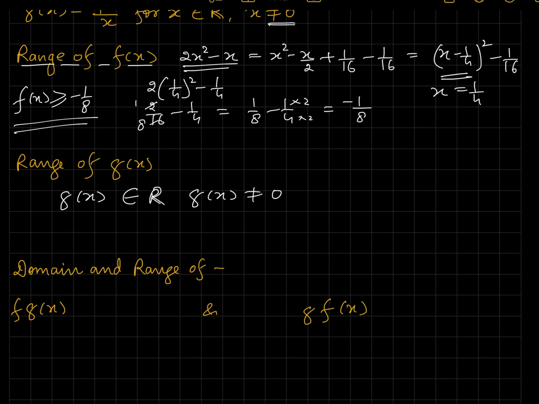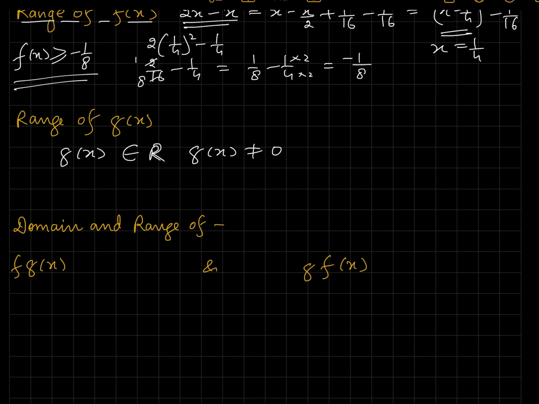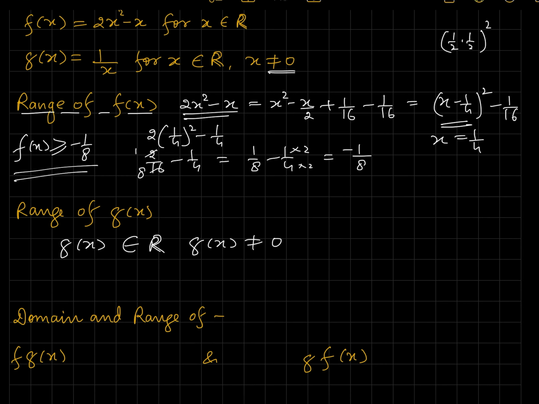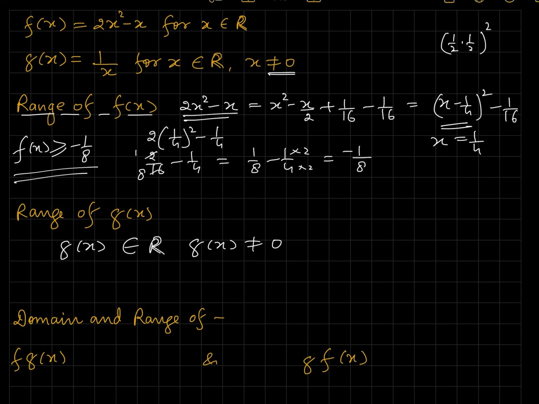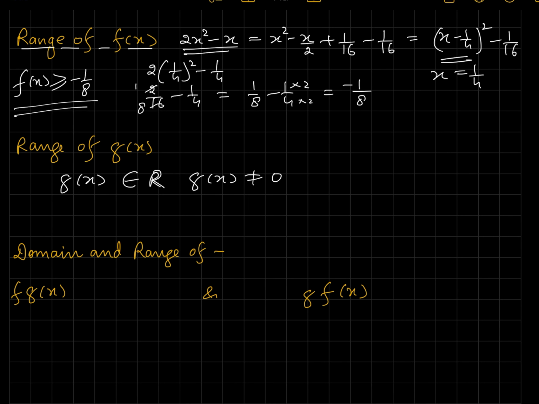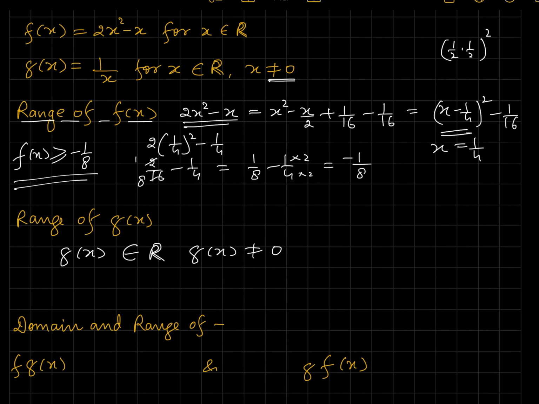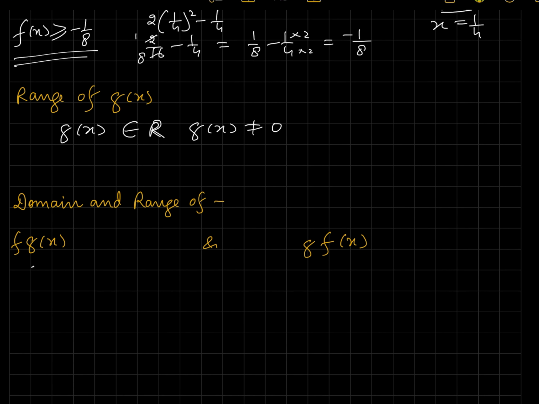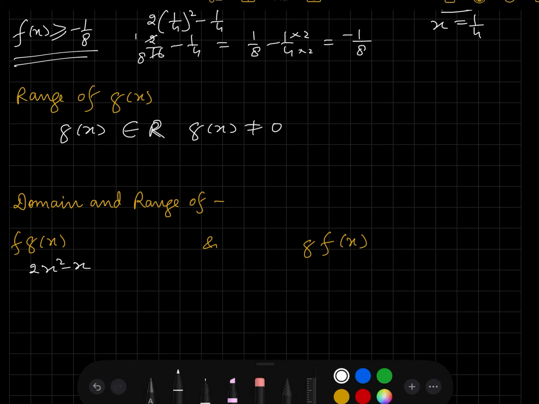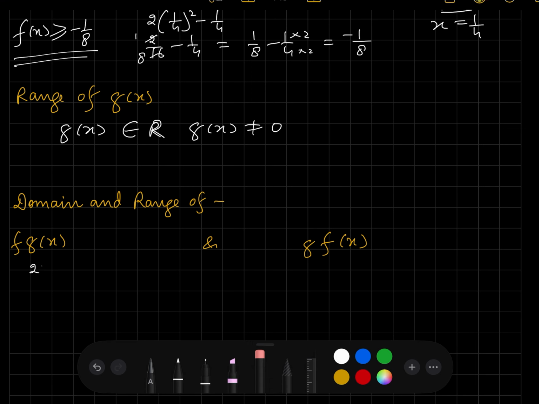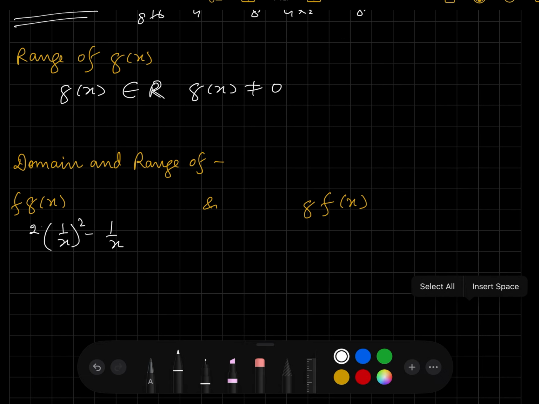Now coming to the composite, domain and range of f of g(x). For that, first we have to find f of g(x). f(x) is 2x squared minus x, and wherever x is there, we plug in 1 over x. So it is 2 times 1 by x the whole square, minus 1 by x. This is my f of g(x).